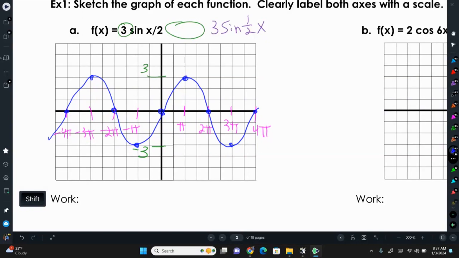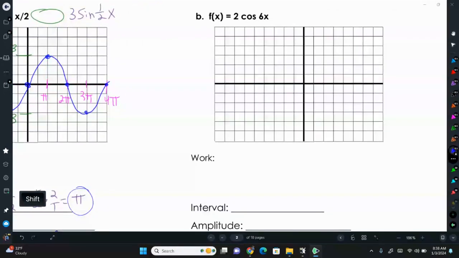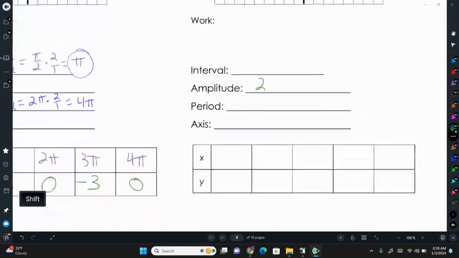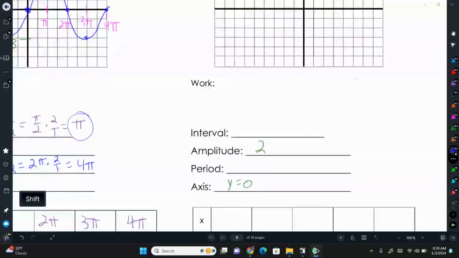looks like that. Now for letter B, it's a cosine graph, so that means our graph is going to start at either the top or bottom, and because it's a positive 2, it's going to start at the top. So our amplitude again is that number in front, 2. We don't have a plus or minus anywhere, so y equals 0 is our midline. Our b value is 6, though. So what that's going to do to our interval is pi over 2 times 1 over 6. So our interval is actually pi over 12.